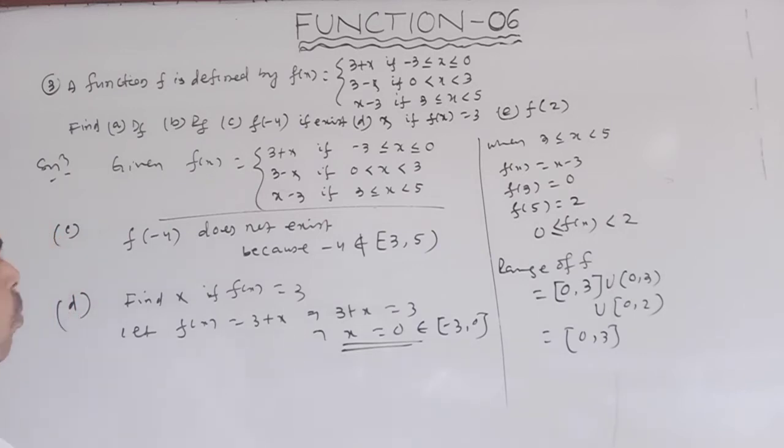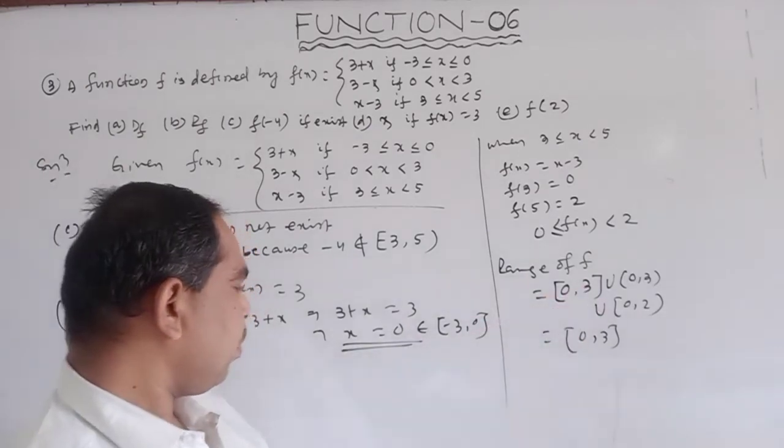Find x if f of x is equal to 3. f of x is equal to 3 means, because 3 belongs to this interval 0 to 3.